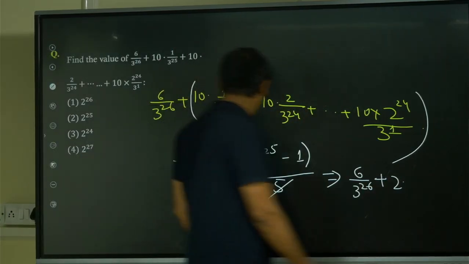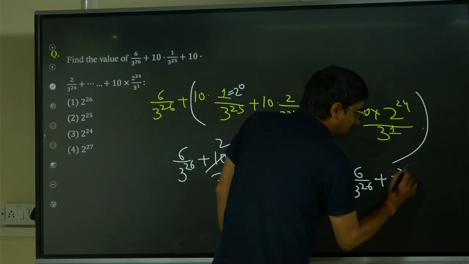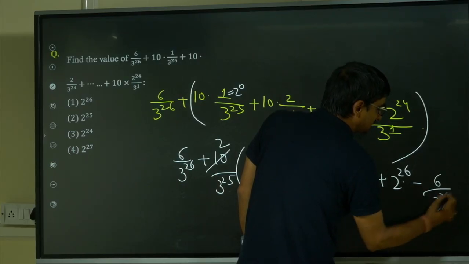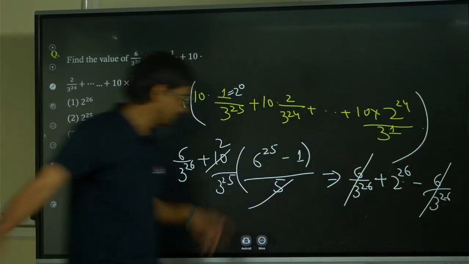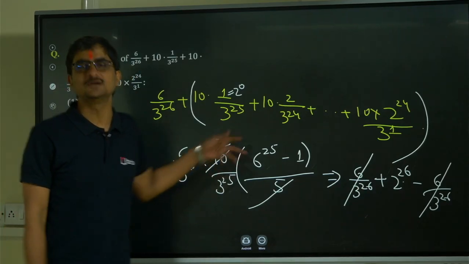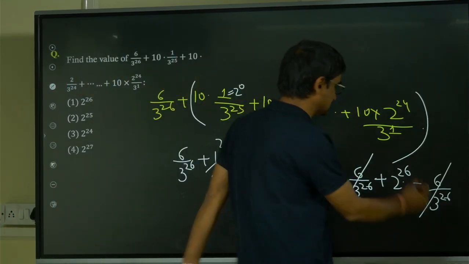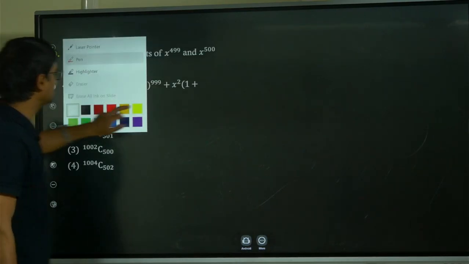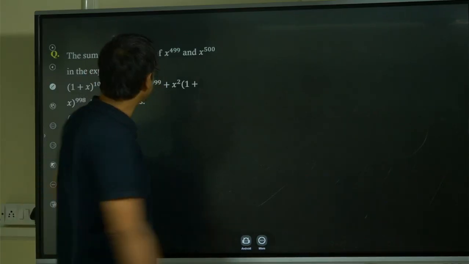So 3 raised to the power 25 gets cancelled. So 2 raised to the power 26 minus 6 by 3 raised to the power 26. It is 1 over 3 raised to the power 25, so multiply and divide by 3 to get it. So that's the answer and that's an option also. So that was a simple question, a direct question rather, I will say.